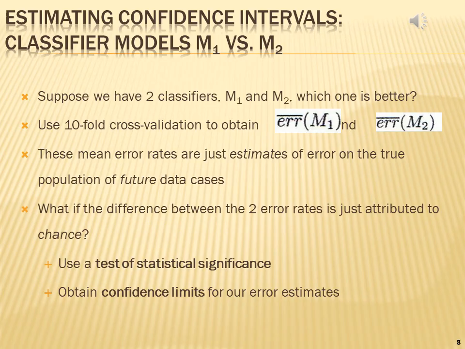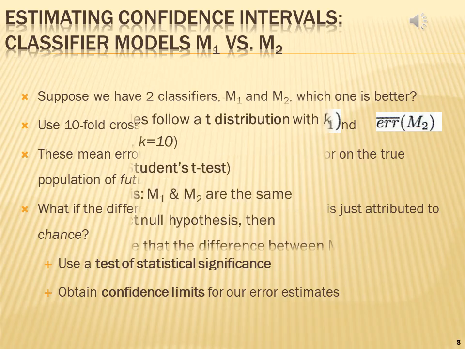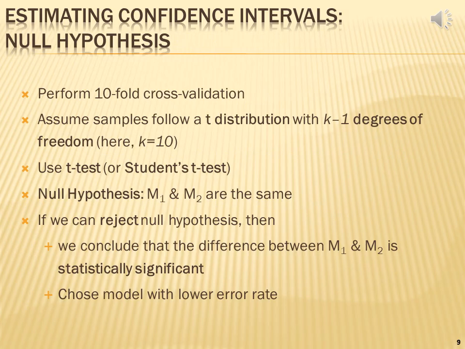What if we want to compare two classifiers, M1 and M2? Their performance difference might be due to random chance. So, we use confidence intervals and statistical significance tests to see if one is genuinely better than the other. In hypothesis testing, we assume a null hypothesis, that there's no difference between M1 and M2.